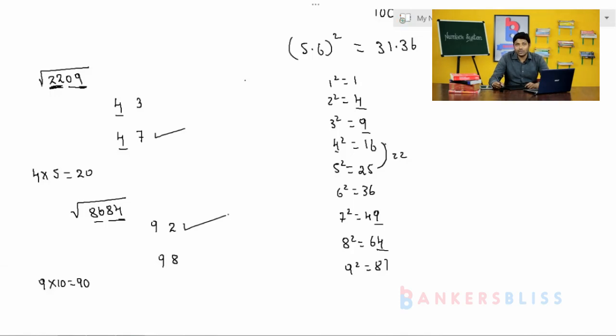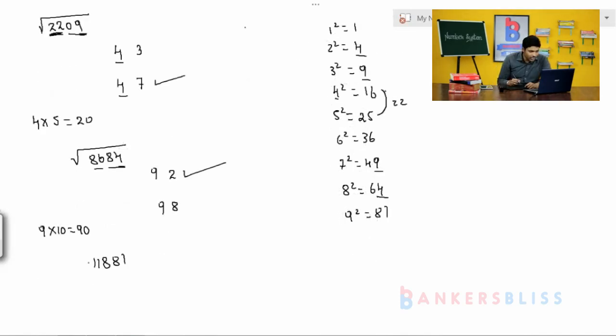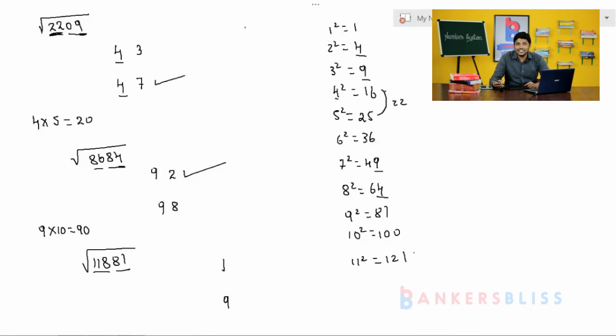Let me take one more number, 11881. So, the square root of 11881. See here, the last two digits are 81. The unit digit is 1. So, if the unit digit is 1, then your answer will end with 1 or 9. And what is the next number? The next number is 118. So, 10 square is 100, next 11 square is 121. 118 is more than 100 and less than 121. Therefore, 10 should come here. So, 101 or 109 is the answer.